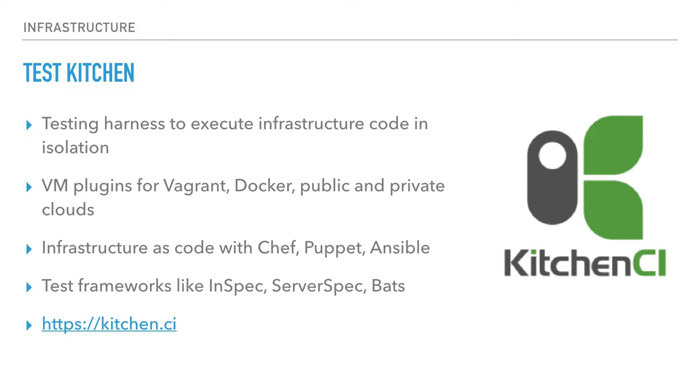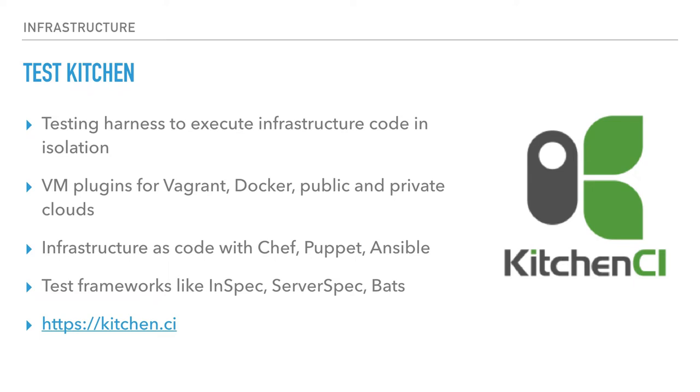The way this works is Test Kitchen will spin up virtual machines or Docker instances, public or private clouds, whatever it may be, and then uses your infrastructure as code framework of choice. Mine's Chef, but it also supports Puppet, Ansible, and others. It then runs that code on the VM that you just spun up, and allows you to run automated tests against that.